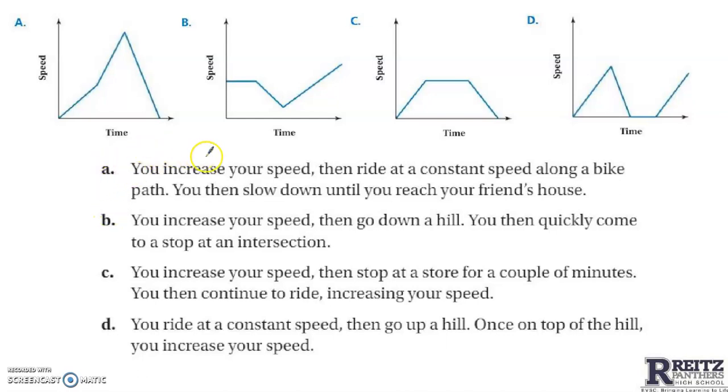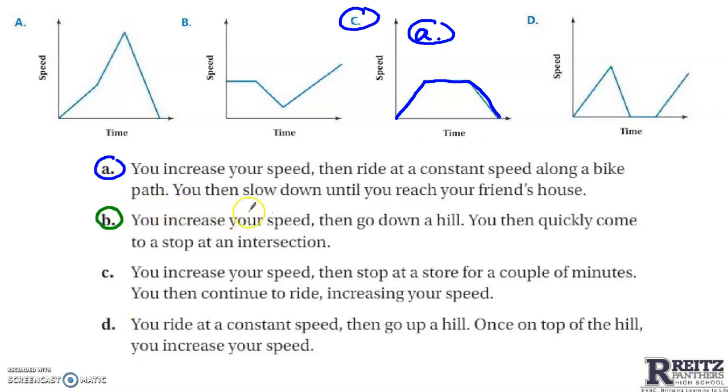Lowercase a says you increase your speed, then ride at a constant speed along a bike path. You then slow down until you reach your friend's house. That is graph C. Your speed increases, then you ride at a constant speed. There's a time when your speed isn't changing. You then slow down until you reach your friend's house. That's C.